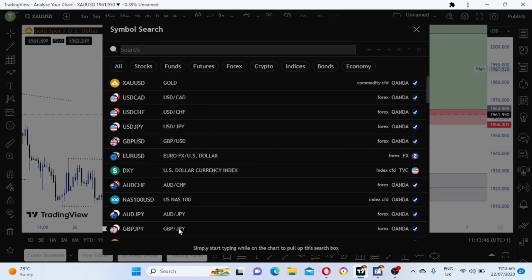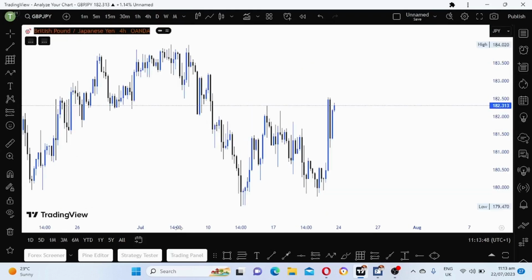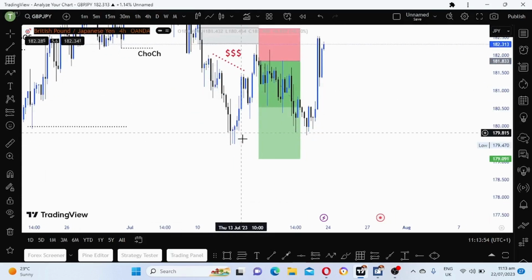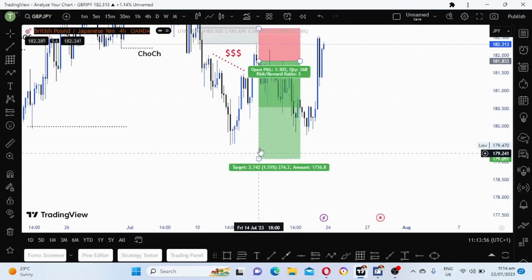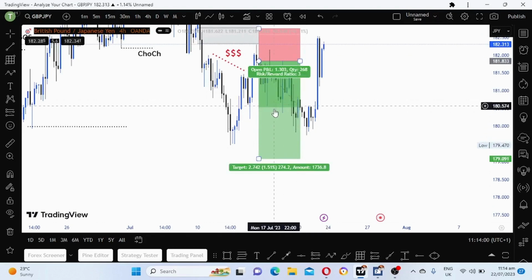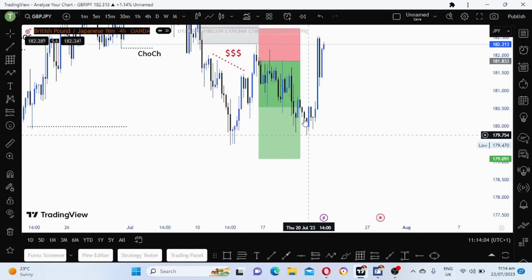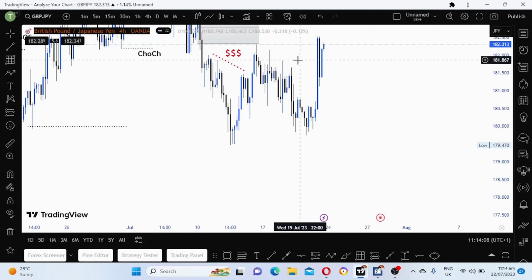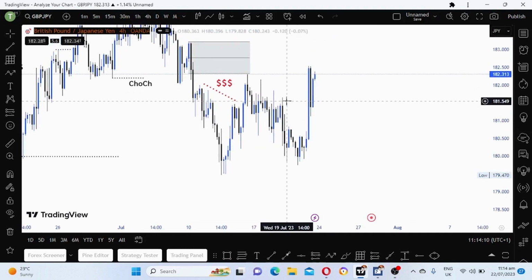Now let's look at GBP JPY. So on GBP JPY, I had this trade, so it reversed. I was out of this trade, man. When it tapped into this demand zone which is here, that's where I exited this trade. So it was a nice entry, guys.